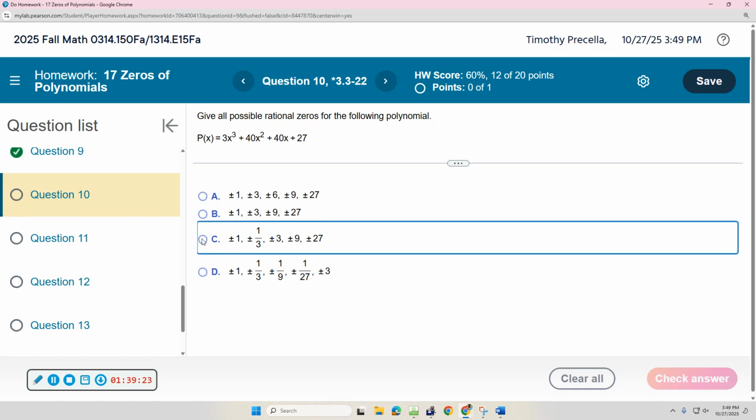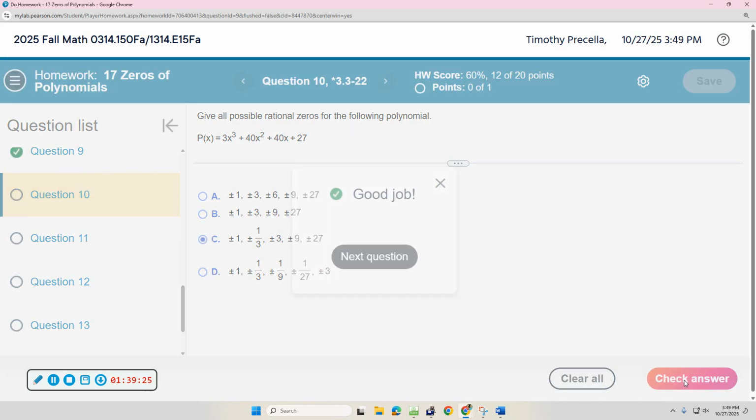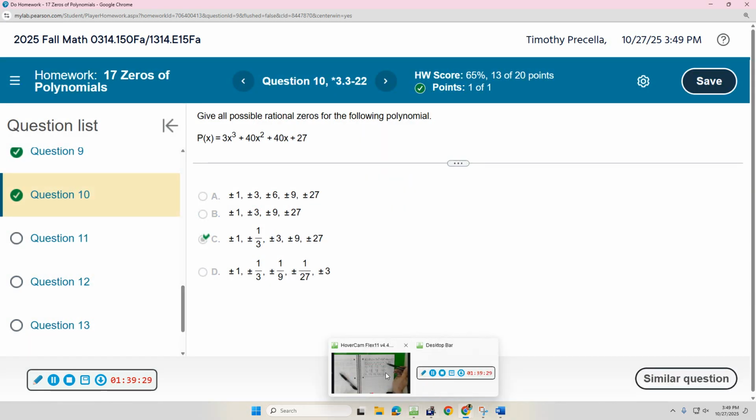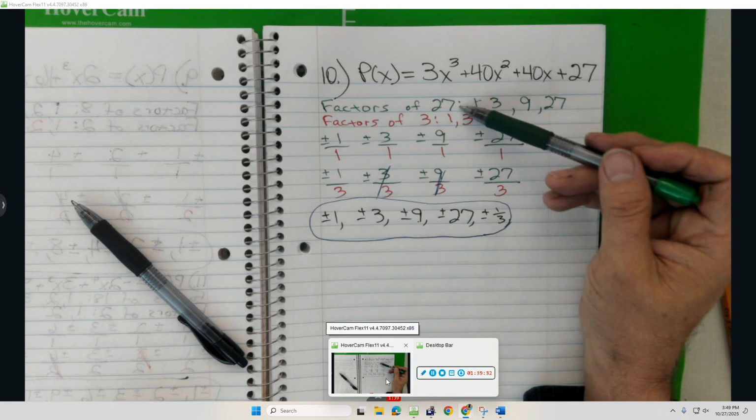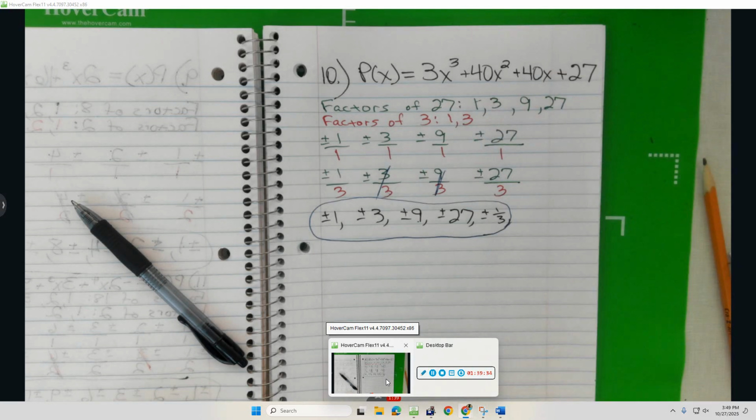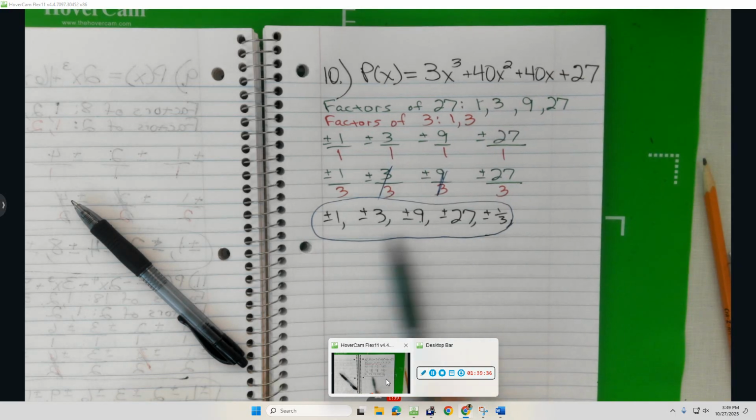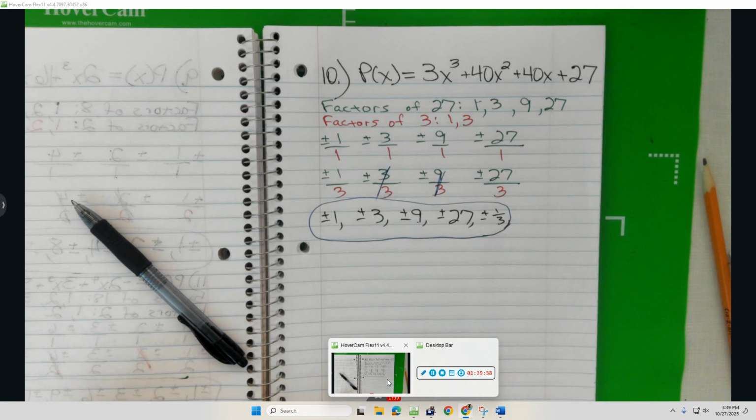C, I agree. I see they're going 1/1, 1/3, then 3/1, 3/3, 9/1, 9/3, 27/1, 27/3. I like our method because it gets all the integers right off.